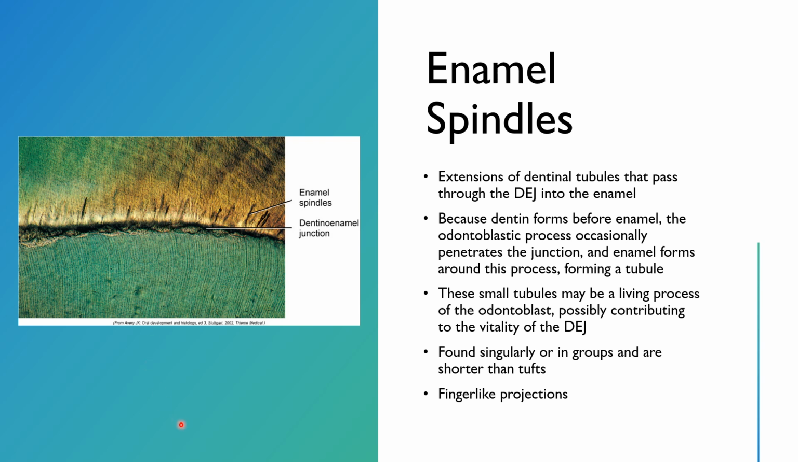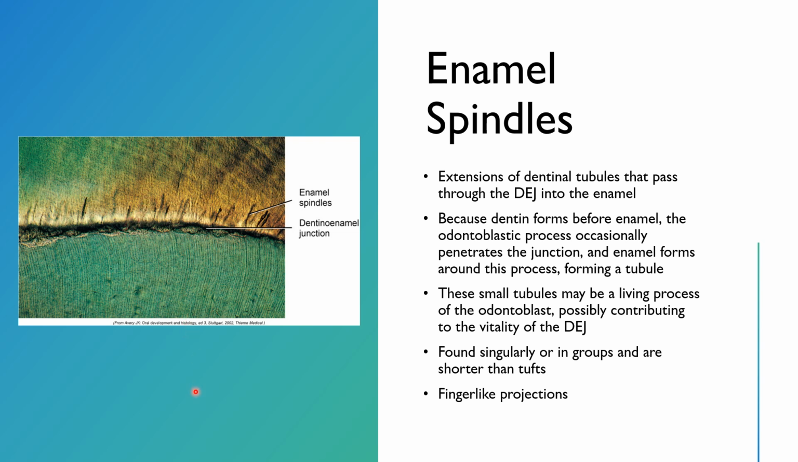So the tufts are kind of more squiggly. These are shorter finger-like projections. But basically these are actual extensions of the dentinal tubules that are passing through the DEJ into the enamel. So remember, our dentin is made up of our dentinal tubules. And if any of these pass through that little junction or this little barrier, then this is when we get something called an enamel spindle.